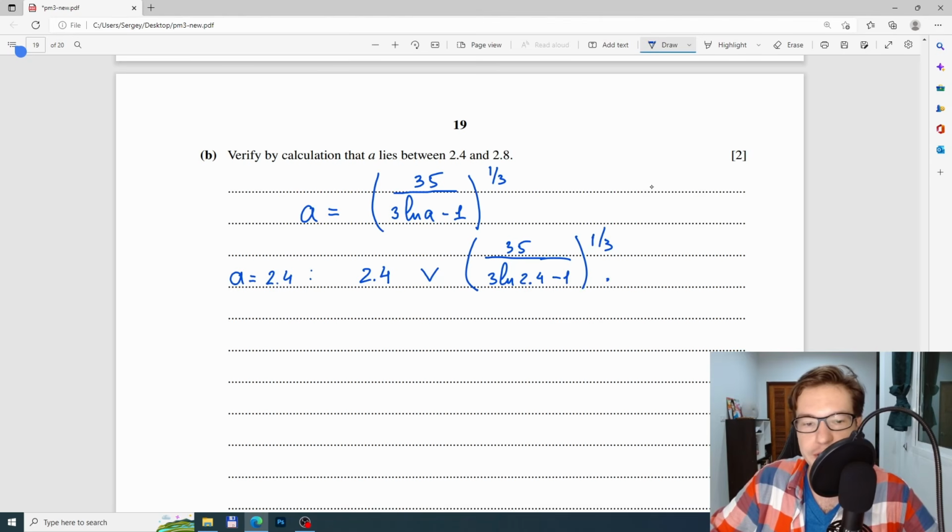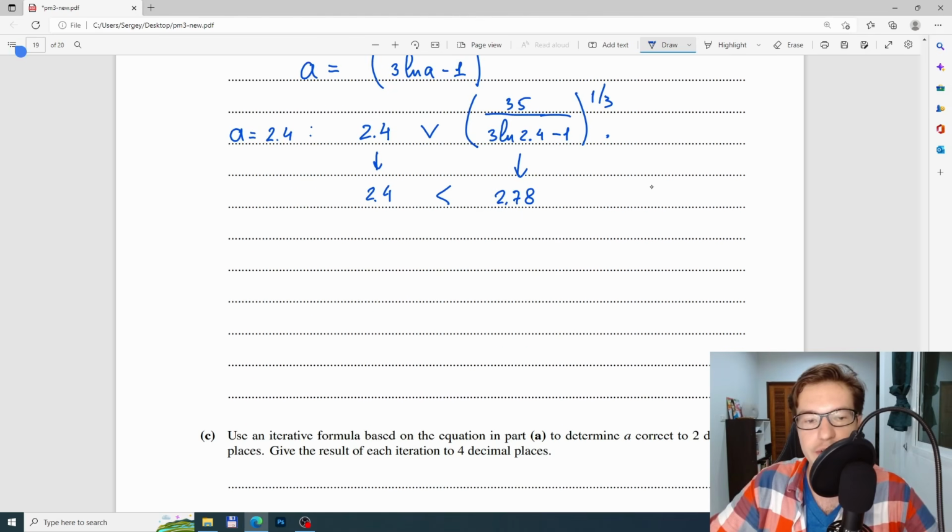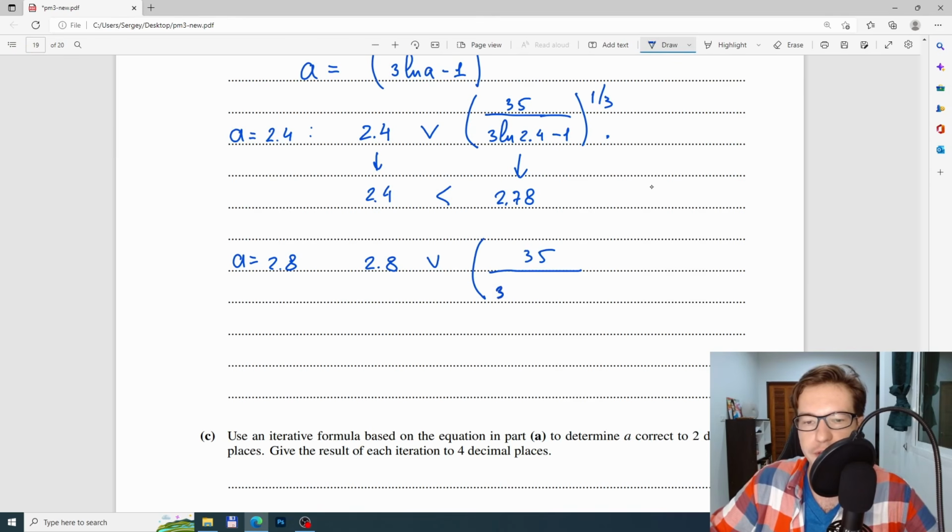Now, if I calculate that, I will get 2.4 on the left, of course, and then on the right side, I will get 2.78, and 2.4 is less than 2.78. Now, if I substitute a equals 2.8, then on the left side, I will get 2.8, and on the right side, I will get 35 over 3 log 2.8 minus 1, to the power of a third. Calculate that. And then on the right side, I will get 2.6. Then 2.8 is bigger than 2.6.